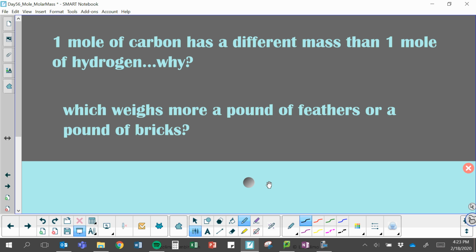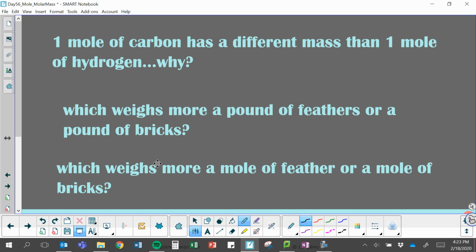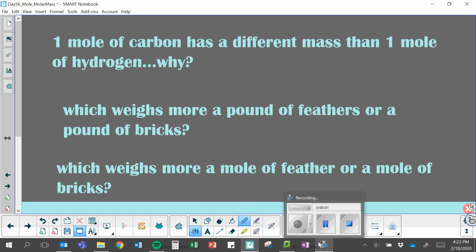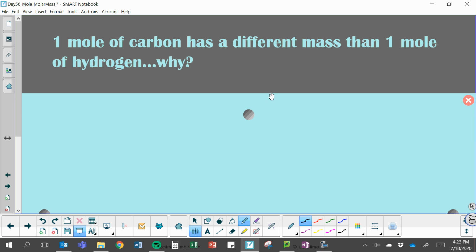So it's kind of like the question of which weighs more, a pound of feathers or a pound of bricks. We can think about which weighs more, a mole of feathers or a mole of bricks. And in this case, our mole of bricks would weigh more because there's the same number of bricks and the same number of feathers, but bricks weigh more because they're heavier. So it's kind of backwards, I guess, from that feather and the weighing and the pound example.